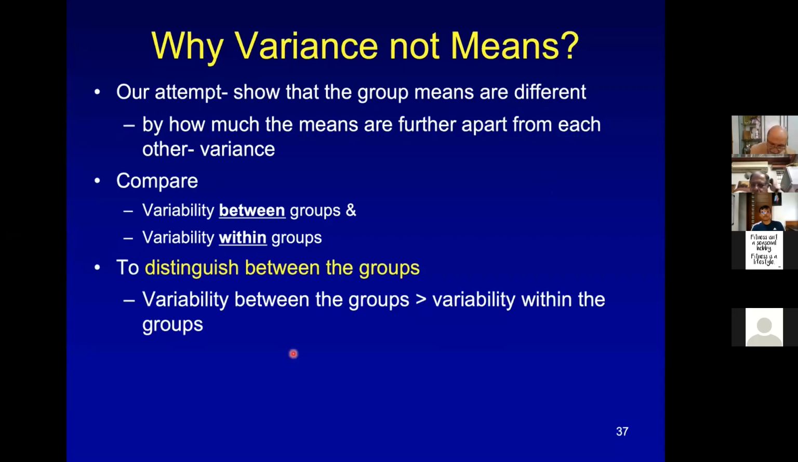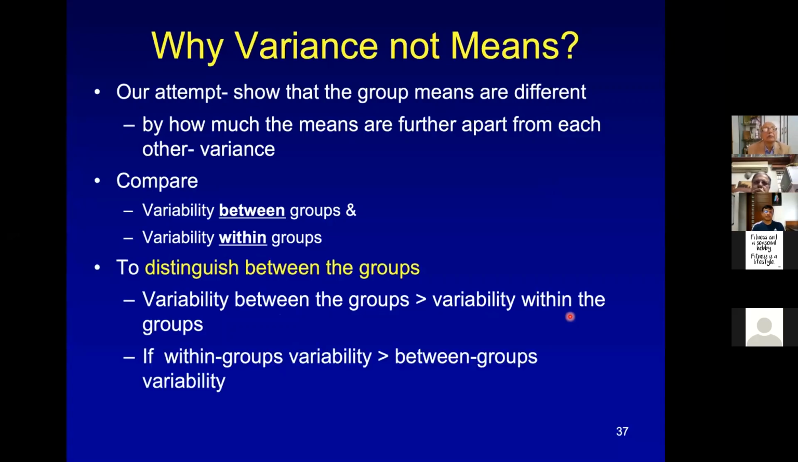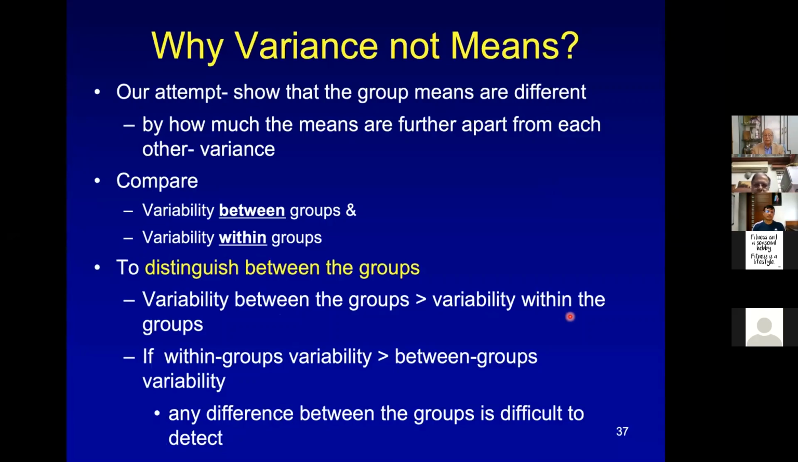We're going to see whether the variability between the groups is more than the variability within the groups. Whether the variability between these three groups is greater than the variability within each group. If the within-group variability is greater than the between-group variability, then any difference between the groups is difficult to detect unless we do these statistical tests.